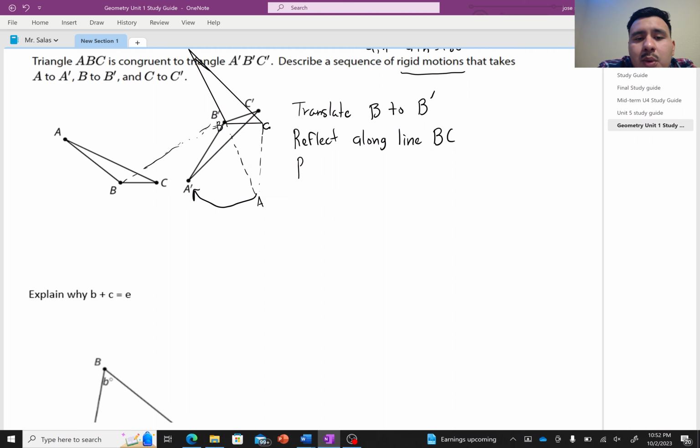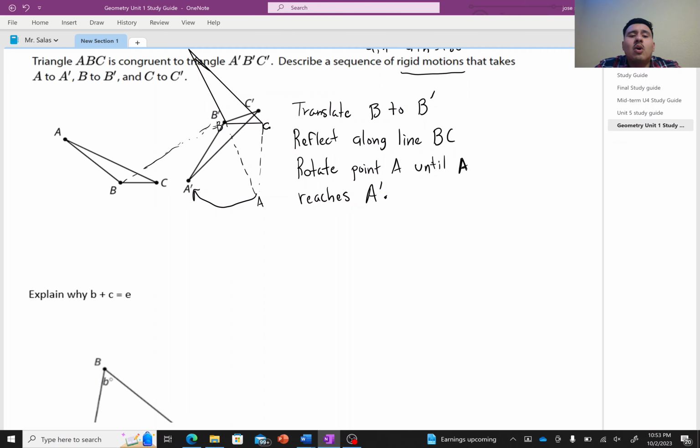So, rotate point A until, whoops, I didn't even spell until right. I spelled unit. I'm thinking about your unit test that I spelled unit. Until A reaches A prime. And then we will be finished.